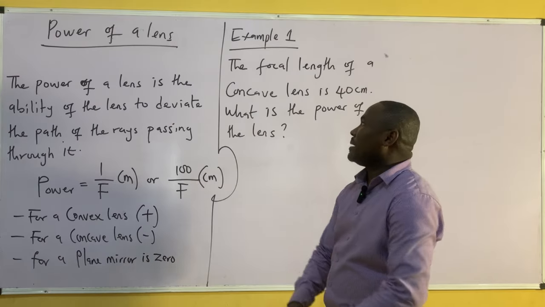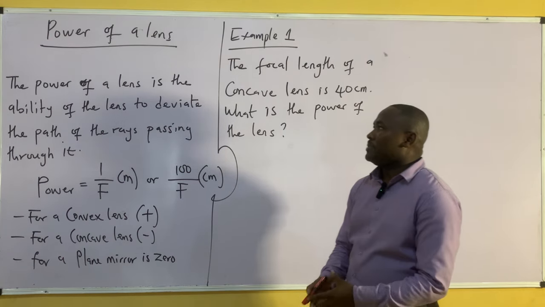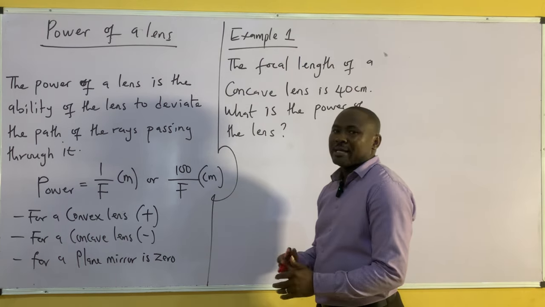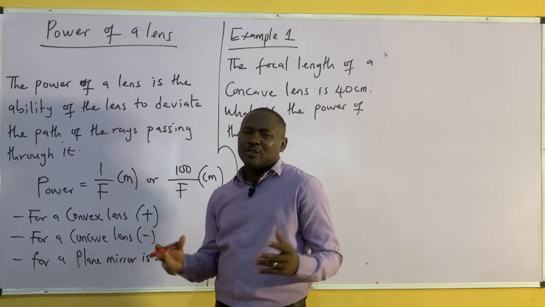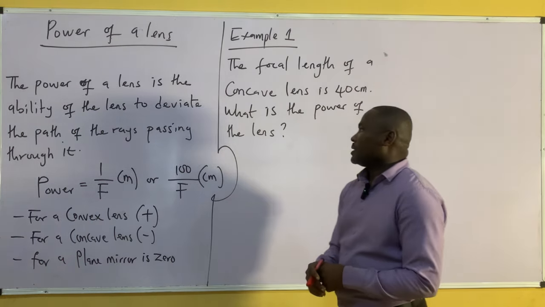Now let's look at power of a lens. The power of a lens is the ability of the lens to deviate the path of the rays passing through it. That's the power of the lens. How much ability has a lens to deviate the rays of light or the path of light passing through it.